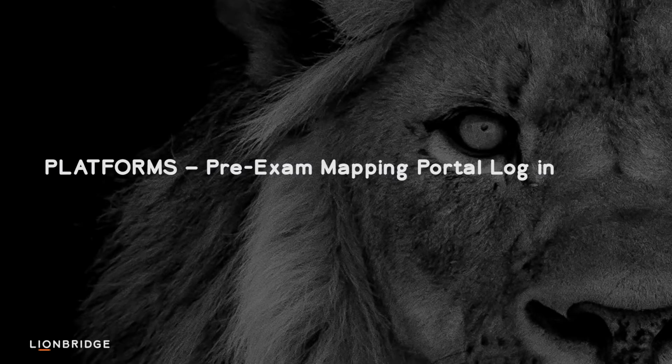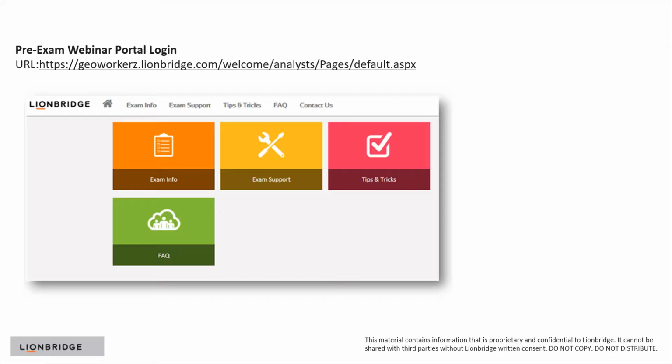First, let's go with an overview of the platform of the pre-exam mapping portal login. This is the pre-exam mapping portal login page. You've already received the link and login details in your pre-exam welcome mail. For username, enter in liaxnet/geo followed by your password. This directs you to our mapping portal login page, which contains all the information, documents, and guidelines you need to pass the exam. The tiles are broken down as follows into 4 categories.